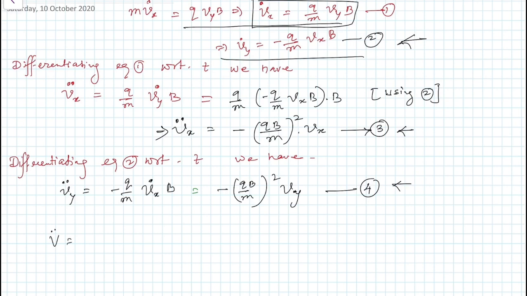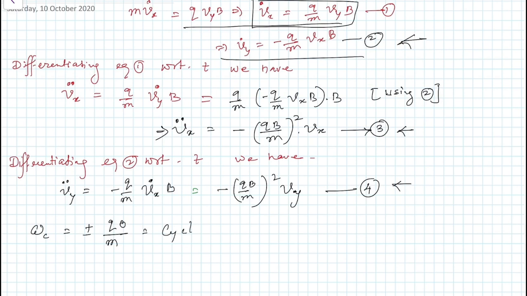V double dot is equal to minus omega c square into V. Yes, so this is the form of simple harmonic motion. If you compare this equation with those two, equation number 3 and 4, then we will get that omega c will be equal to plus minus qB by m. I am writing plus minus here because q may be positive, q may be negative, and this frequency is known as cyclotron frequency.